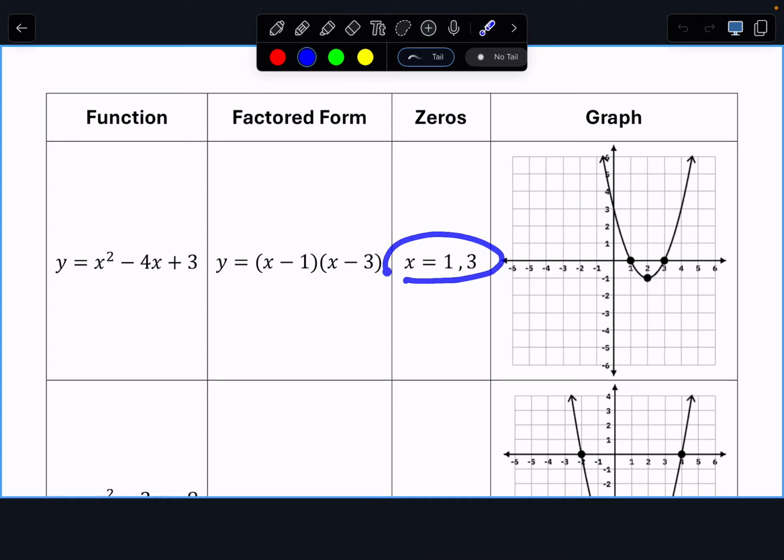If my zeros are 1 and 3, what's happening on the graph? The points are at 1 and 3. On the graph, where exactly? On the x-axis. Okay. So remember, when we're finding our zeros, we're finding what we call x-intercepts.